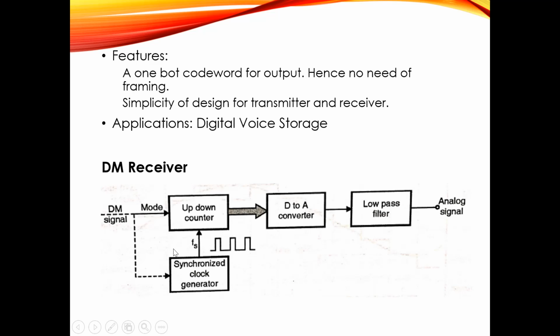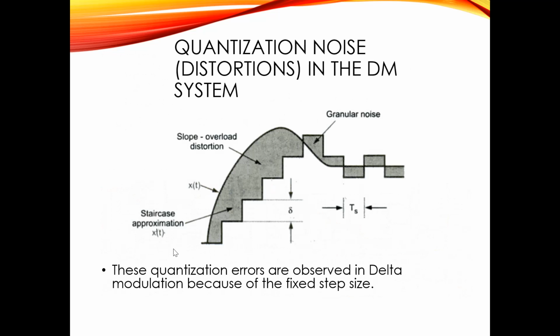As compared with the transmitter block diagram, it is identical to the chain of blocks producing the signal x dash of t, that is the approximated signal. The original modulating signal can be recovered by passing the signal through a low pass filter itself. So this is the block diagram for the DM receiver.